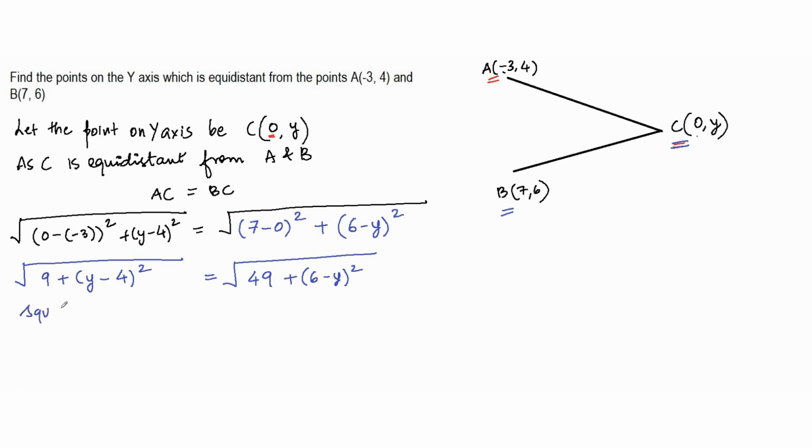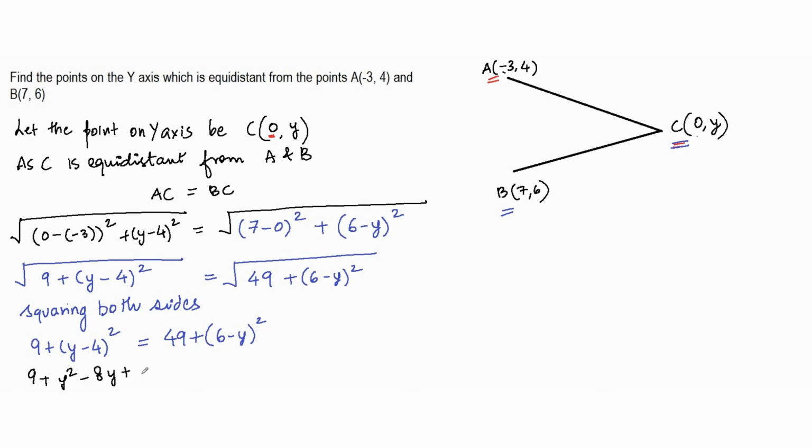And now I can say, squaring both sides, what I get is 9 plus y minus 4 the whole square is equal to 49 plus 6 minus y the whole square. Using a minus b the whole square, what I get is 9 plus y square minus 8y plus 16 is equal to 49 plus 36 minus 12y plus y square. And now y square and y square can cancel from both sides.